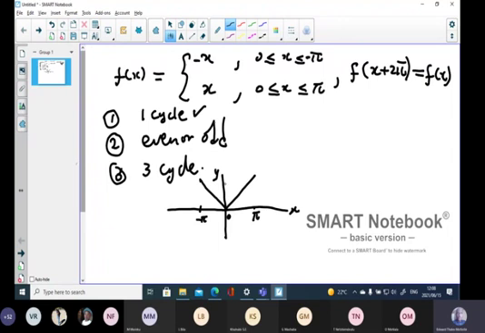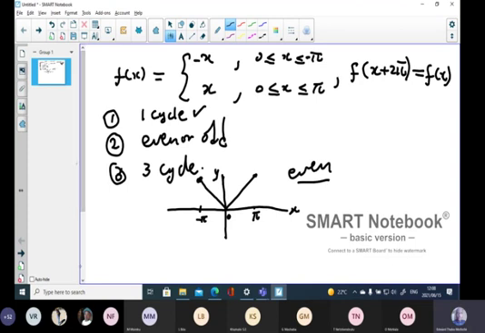Another option is that, let's say this is the center of the page. This line here, the y-axis, is the center. If we were to close that page or flip that page, and this point and this point meet at one point when you close it, then we can conclude that the given function is an even function.